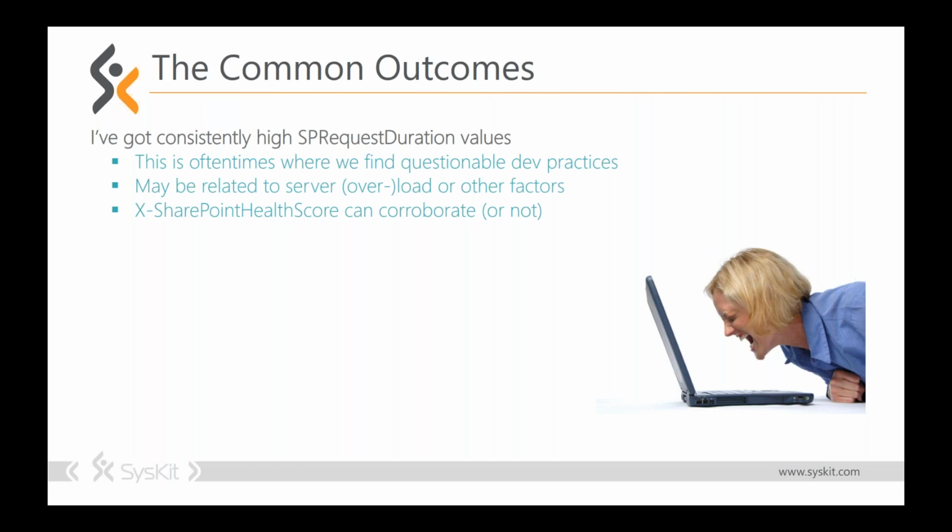Now, if your SharePoint health score is also high at the time, this is probably a transient condition, tends not to lead to consistently high durations. But if your SharePoint health score is high at the same time, the server was probably under stress at the time, and that may explain your values.